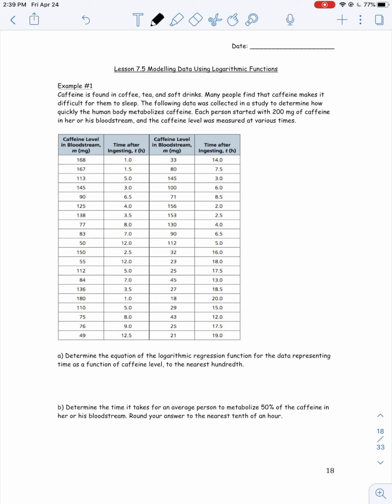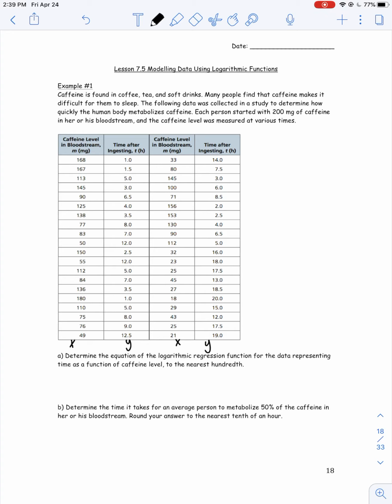Each person started with 200 milligrams of caffeine in his or her bloodstream, and the caffeine level was measured at various times. So what they're giving us is a chart. So what we're going to have to do first is enter all these values into our chart. This is going to be our X value, and this is going to be our Y, X, and then Y.